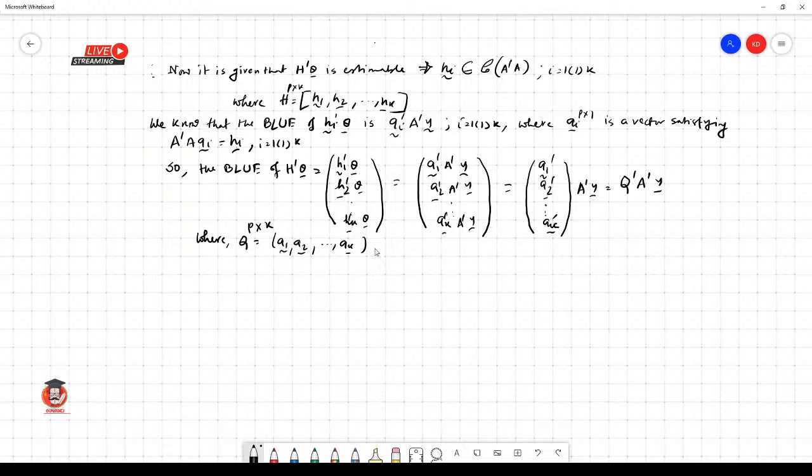So Q curl prime A prime y curl is a BLUE, or rather you can say that the BLUE of H prime theta curl is Q prime A prime y curl.